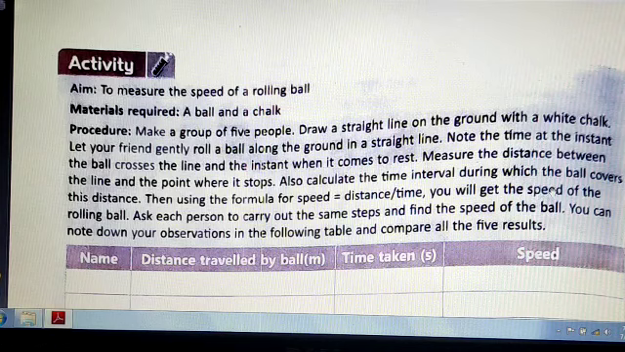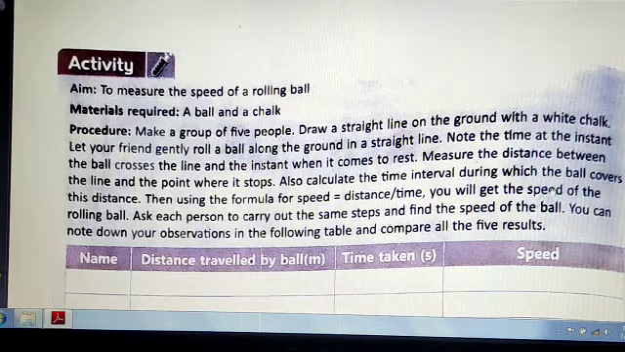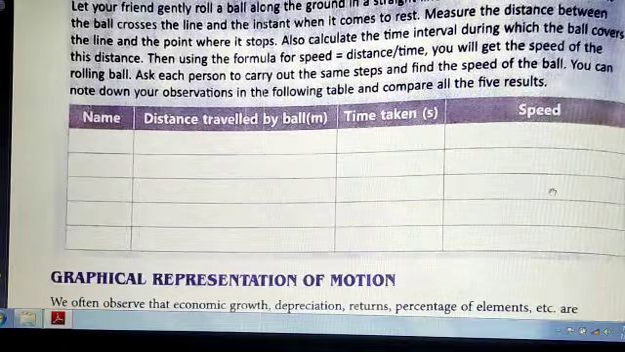So what was the formula for calculating speed? Speed is equal to distance traveled by time taken. So we'll get the speed of the rolling ball and then we'll calculate the speed. So one table is given here. We'll do it later on.